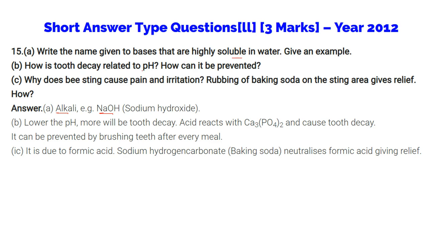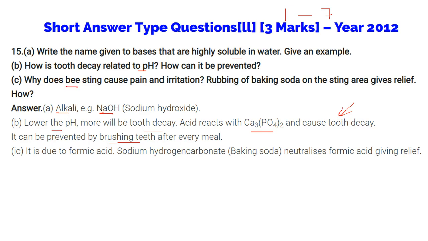How is tooth decay related to pH? Lower pH, that is between 1 to 7, means that we have acidic content. So the lower the pH, the more the tooth decay. Acid reacts with Ca3(PO4)2 and causes tooth decay. So how can we prevent it? We can brush teeth with a good toothpaste, and after every meal, we can gargle.